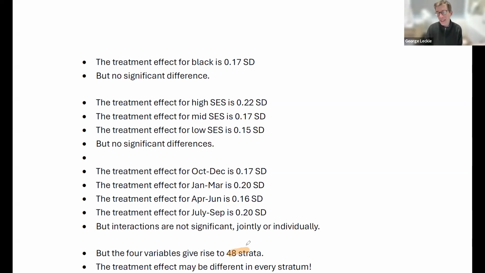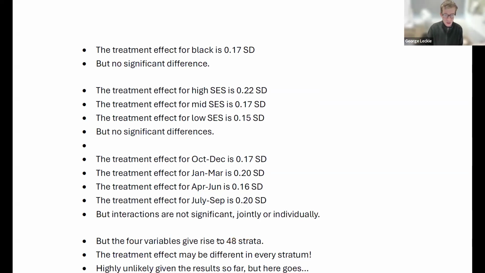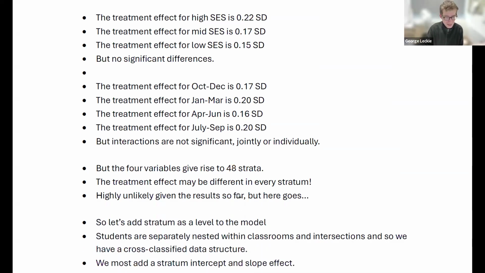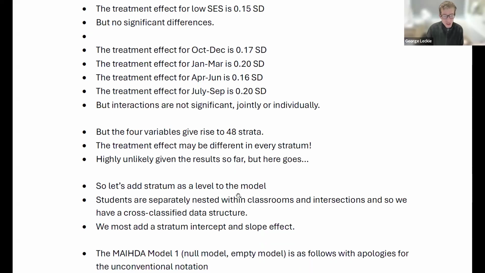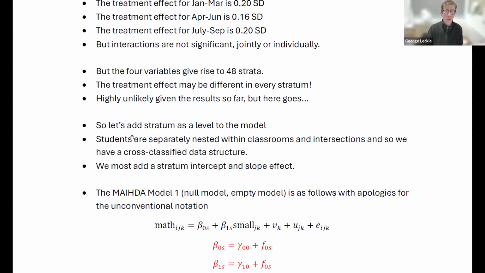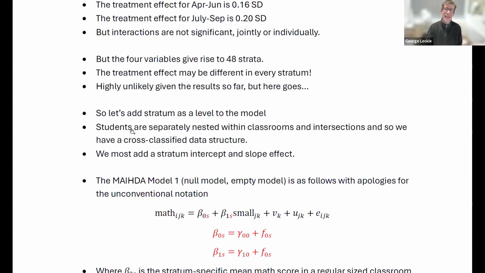We want to know what the treatment effect is in each and every stratum. For each combination of sociodemographic characteristics, I've got some kids in a regular class and some in a small class, so I can do that mean difference. But I do it in a multilevel setting with all the benefits of accounting for dependency, shrinkage, and so on. Highly unlikely, given the results so far, that this is going to work out, but let's give it a go. We want to add stratum as a level, as a set of random effects, because we want stratum-specific treatment effects. We've already got classroom random effects and school random effects, so this turns the model from a 3-level analysis into a cross-classified model.